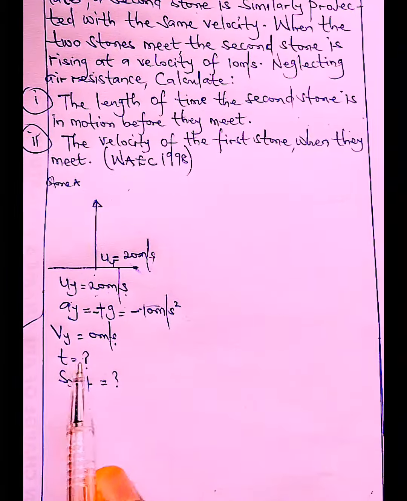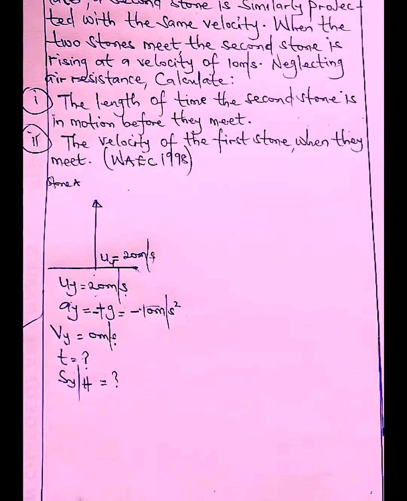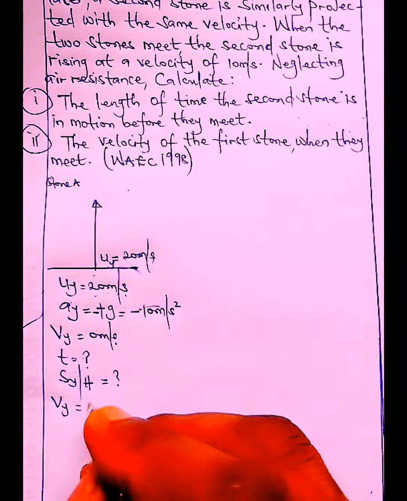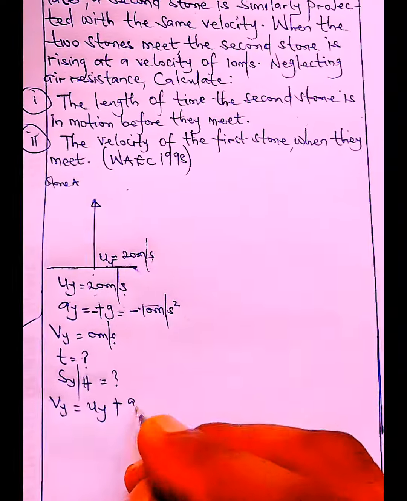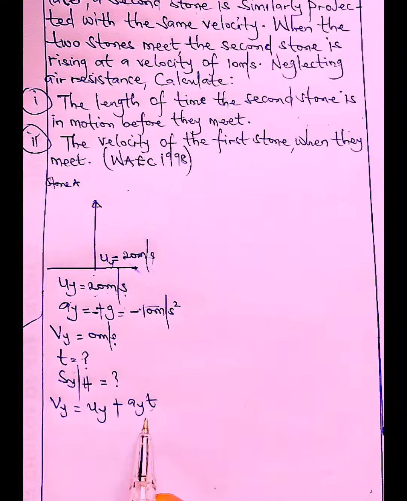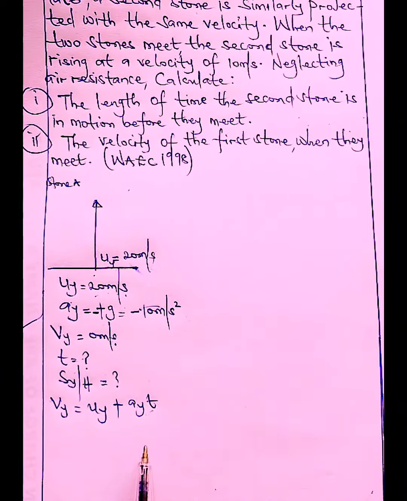Now we're going to use v equals u plus at. That's the first equation of motion. It's going to come in handy here. So v = u + at. Don't forget everything here is along the y-axis except time, which is a scalar quantity. Time doesn't have a business with either it's along the y-axis or x-axis.